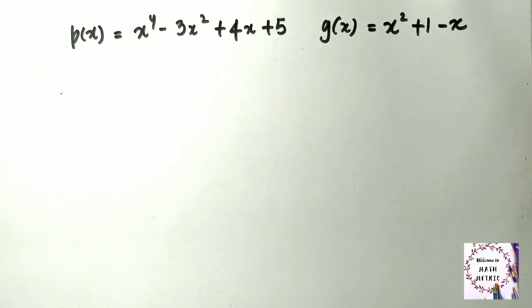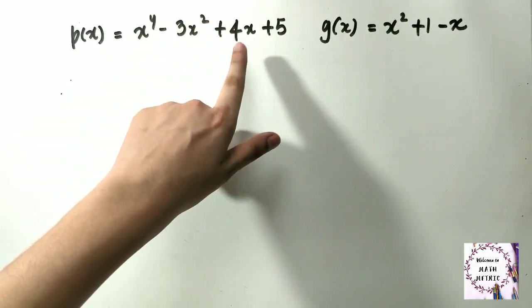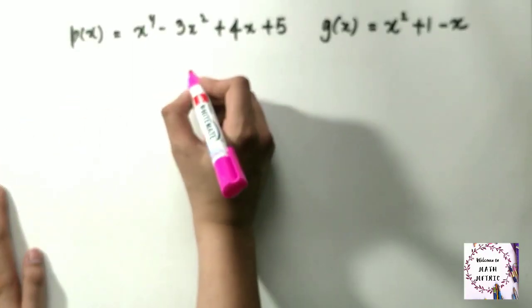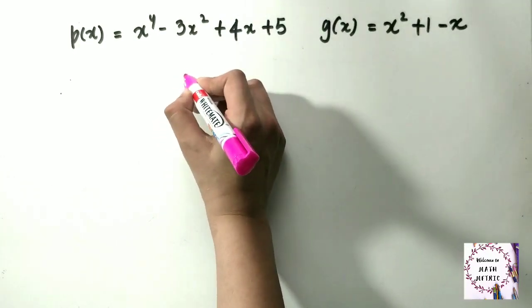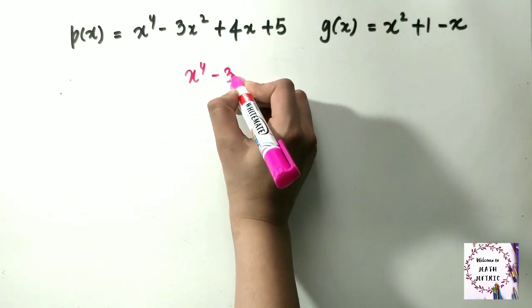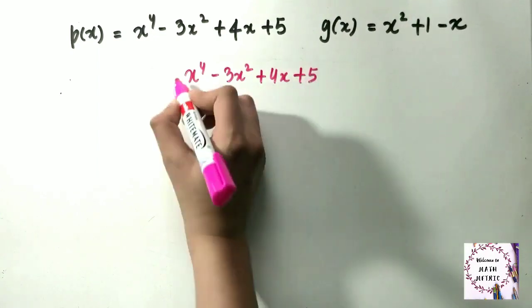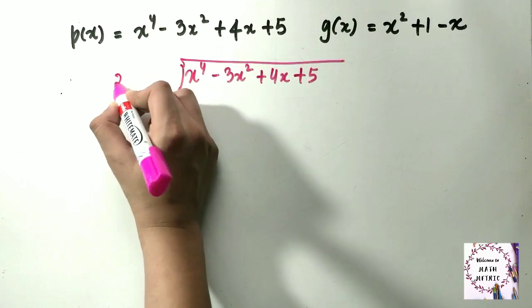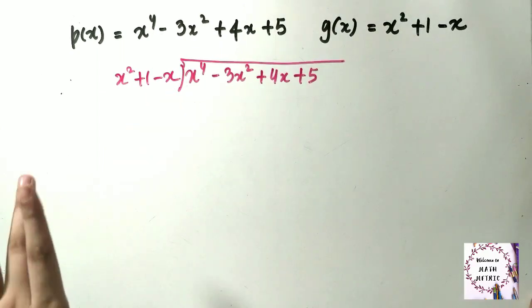Now let me do another part for you. We have p(x) to be x to the power 4 minus 3x square plus 4x plus 5, and g(x) has this value. We'll write it as we wrote: x to the power 4 minus 3x square plus 4x plus 5, and it will be divided by g(x), x square plus 1 minus x. Now we'll follow same steps.